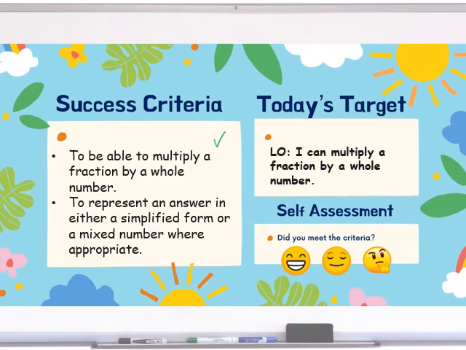So a little bit of self-assessment now. Are you happy with what you've done? Did you understand it? Did you understand why we turn the whole number into a fraction? If you're not too sure, put yourself a sort of halfway there face, and maybe if you're not quite there and you need to go over it again, you can put that heavy thinking kind of face on.